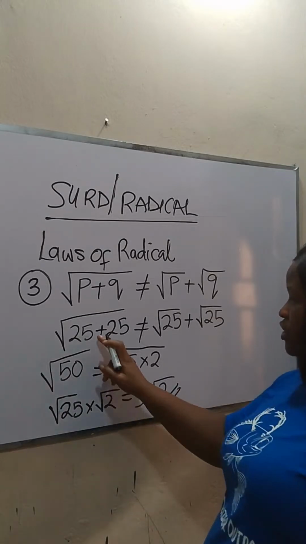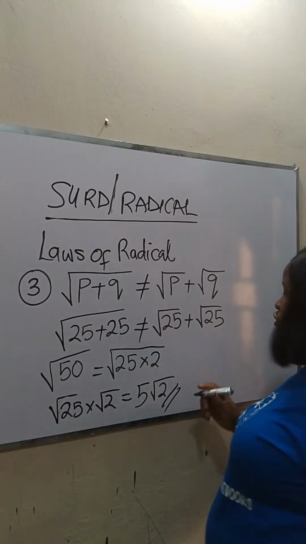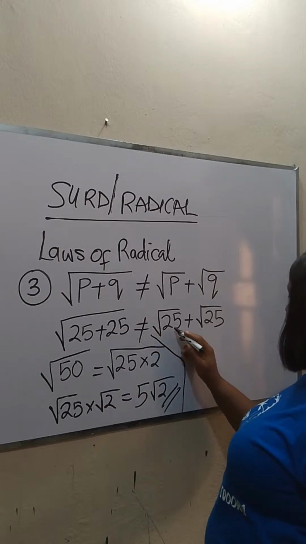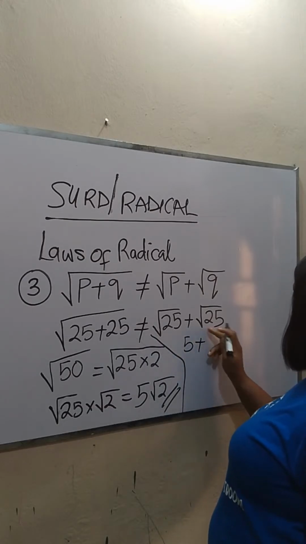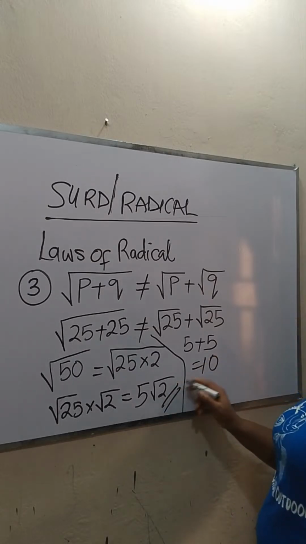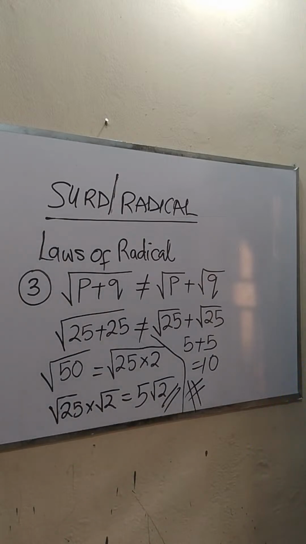So that is the answer when you solve the square root of 25 plus 25. Then on this part, the square root of 25 is 5, plus the square root of 25 which is 5, and that is 10. As you can see, the answers are not equal.